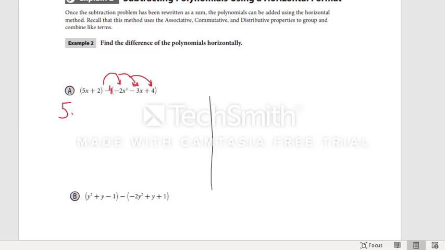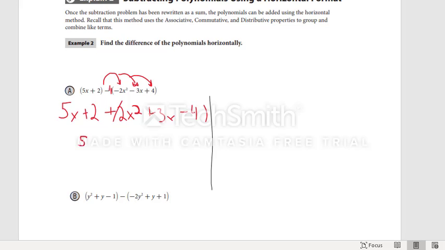So nothing changes with the 5x plus 2. Distributing that negative, a negative times a negative makes it plus 2x squared. A negative times a negative 3x makes it plus 3x, and a negative times 4 makes it minus 4. All right, now we have these two polynomials. We can add them vertically or we can add them horizontally. This one we're going to add vertically.